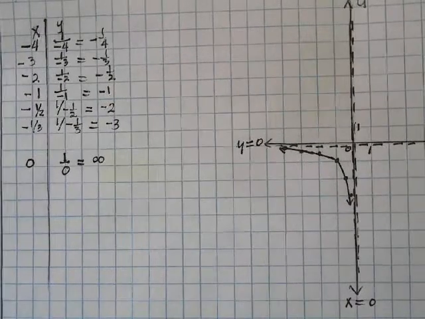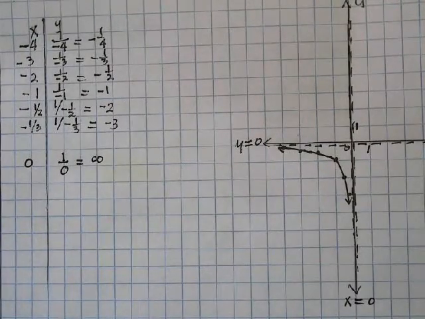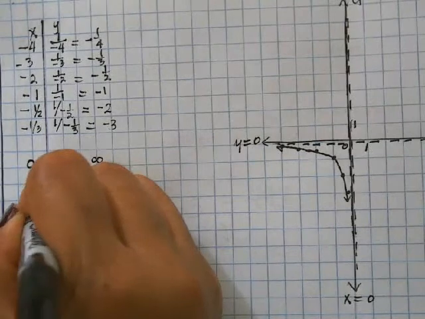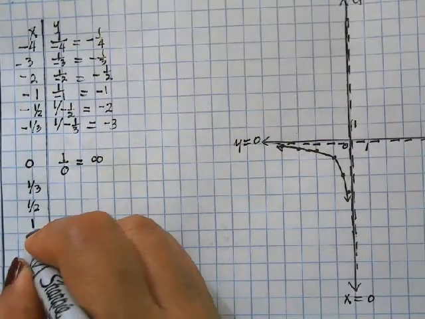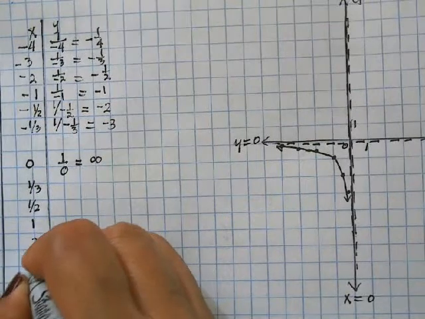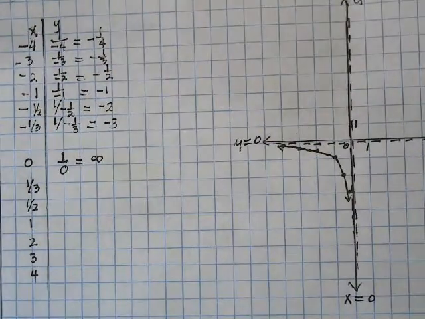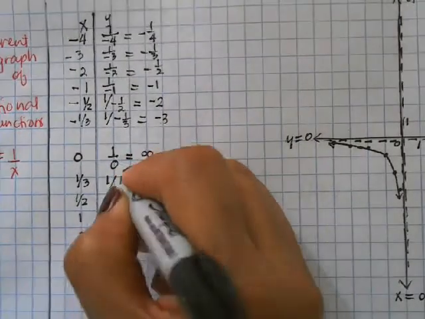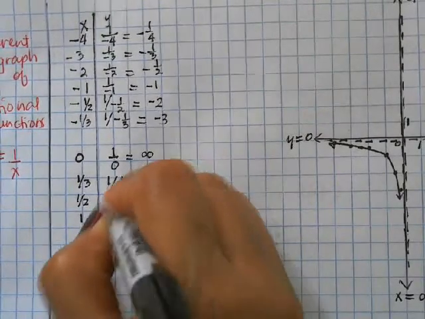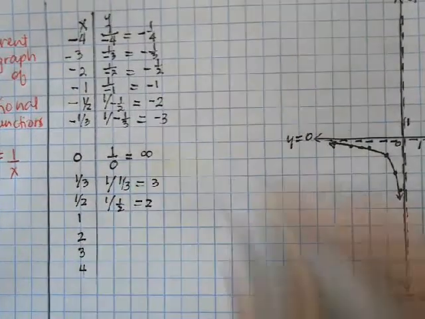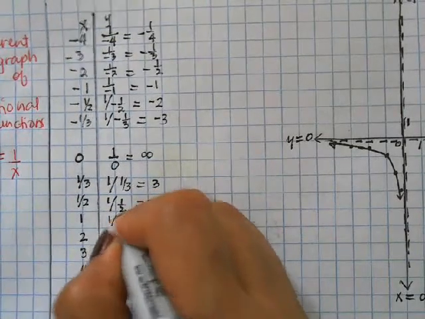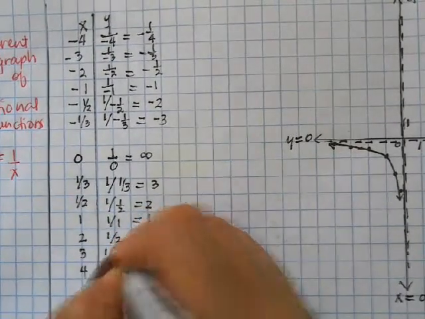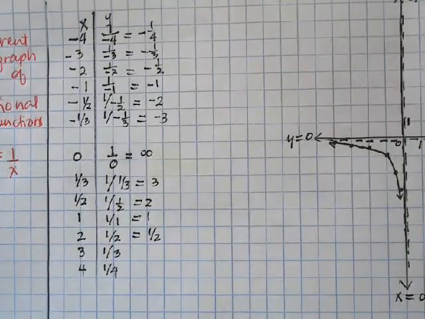Let's go to the positive values. Okay, let's just start with 1/3, 1/2, 1, 2, 3, 4. So let's get the reciprocal of this, or 1 over x. So 1 over 1/3 will give you 3. 1 over 1/2 will give you 2. Okay, and 1 over 1 is 1, 1 over 2 is 1/2, 1/3, and 1/4. Okay, let's plot these values.